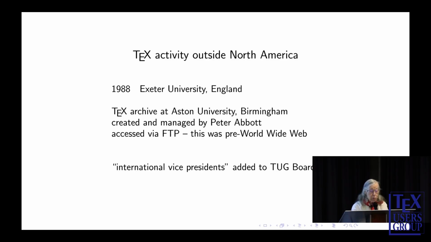The international flavor was recognized on the TUG board in 1989 by the designation of what were called international vice presidents. And there were too many vice presidents, so nobody was quite sure what their responsibilities were. The individuals who were heads of their national or language-specific groups were all very knowledgeable people, and it was very good to work with them, but there was the confusion. This innovation lasted only a few years as the TUG board has become less US-centric through the years.